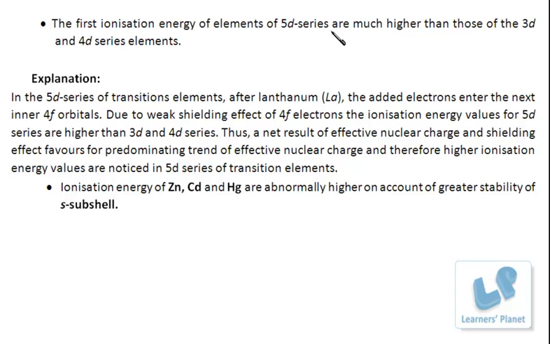The first ionization energy of elements of 5d series are much higher than those of 3d and 4d series elements. Why? In the 5d series of transition elements, after lanthanum, the added electrons enter the next inner 4f orbitals. Due to weak shielding effect of 4f electrons, the ionization energy values for 5d series are higher than 3d and 4d series. Thus, a net result of effective nuclear charge and shielding effect favors the predominating trend of effective nuclear charge, and therefore higher ionization energy values are noticed in 5d series of elements.